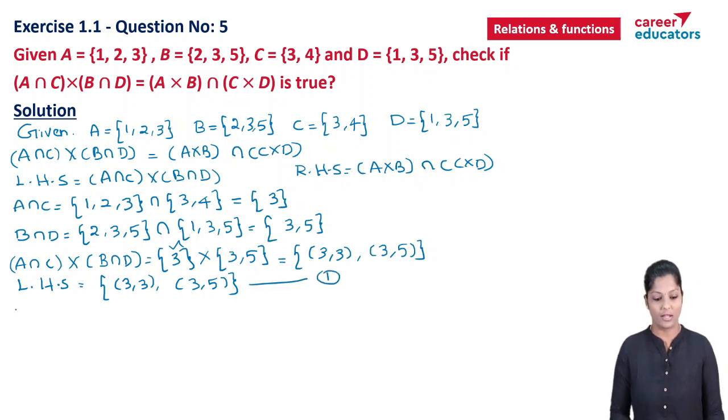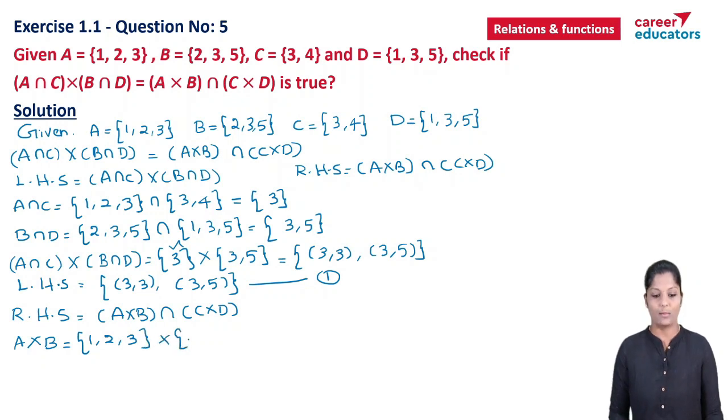Next, we have to find RHS. A cross B intersection C cross D. To find RHS, we have to find A cross B and C cross D. Then we have to do the intersection between them. A cross B equal to, write all the elements of A, 1, 2, 3 cross, write all the elements of B, 2, 3, 5.